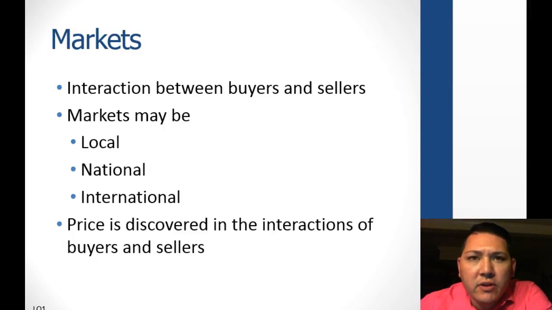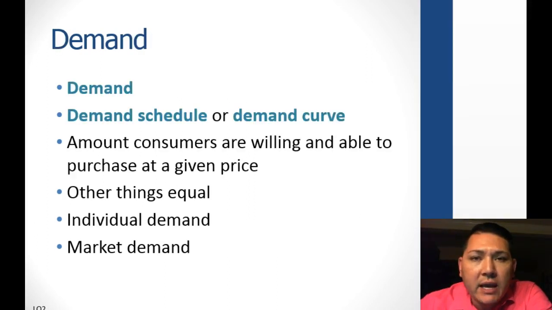So the first concept we have to get through is the idea of the market, right? In this one we're saying there's an interaction between the buyers and the sellers. The buyers are those that demand something, the sellers are those that supply something. And then price is discovered between the interactions of the buyers and sellers. Demand is simply your willingness to purchase something at various price points.